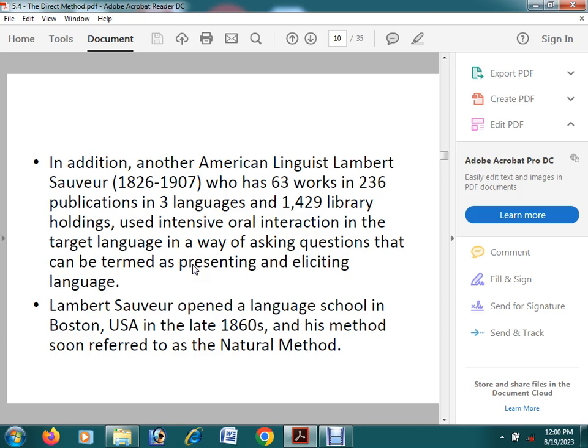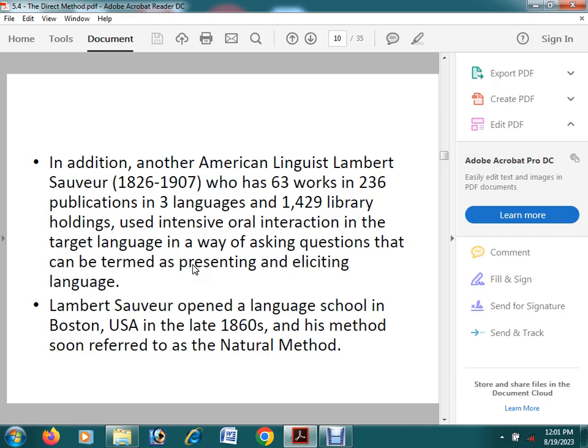We have seen another linguist. His name is Lambert Sauvé. And like Montaigne, Sauvé had also 63 articles and 1,420 library works. That means he contributed also towards the reading and writing of the target language, especially for English language learning and teaching. Sauvé opened a language school in Boston, USA, in the late 1860s, and his method soon came to be referred to as the natural method.